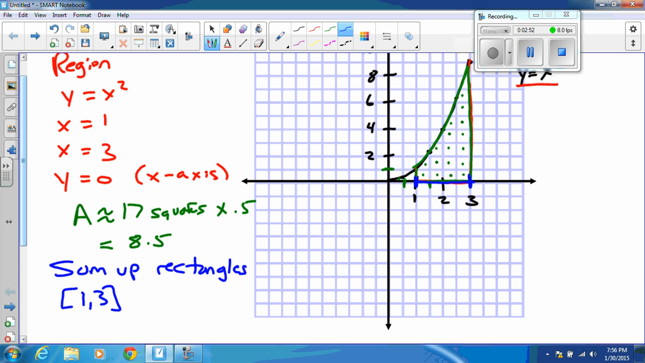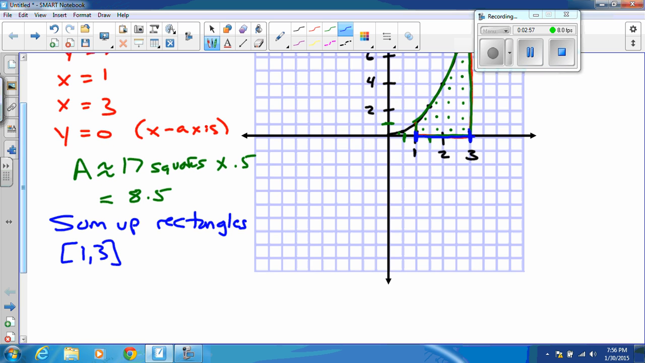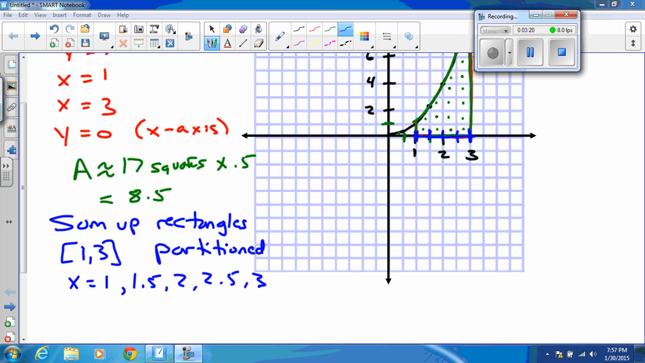And so what we're going to do is to take that interval 1 to 3, and we're going to divide it up, or partition it. And what partitioning simply means is that we're going to choose some x values in here. They might be equally spaced or they might not. Here, I am going to choose the x values 1, 1.5, 2, 2.5, and 3. And those 5 x values now form 4 subintervals.